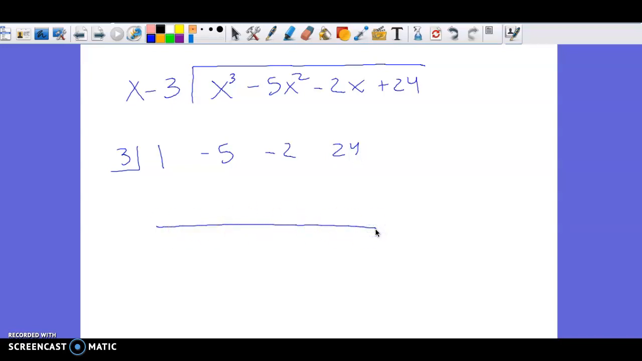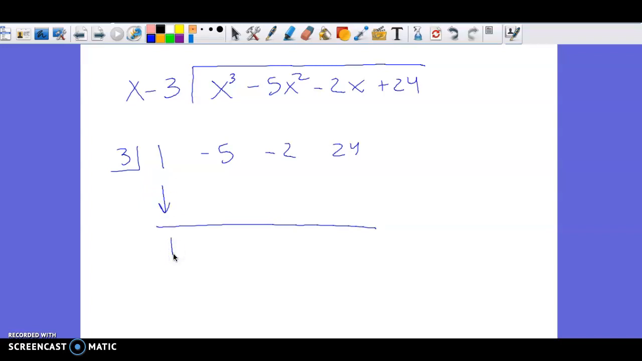Feel free to pause at any time. I'm moving quickly. You may need to pause. You may need to rewind, rewatch something. Don't just write all this down. Make sure you're actually understanding what I'm talking about. And you could always go to YouTube and search synthetic division if you want more examples, okay, or a different explanation. I'm going to bring down the 1.